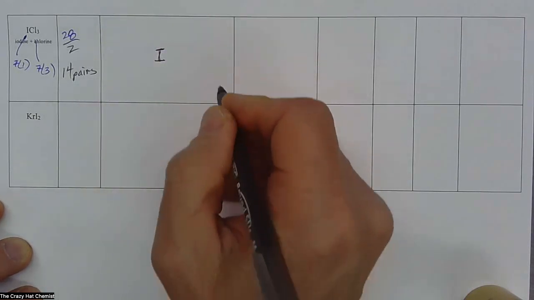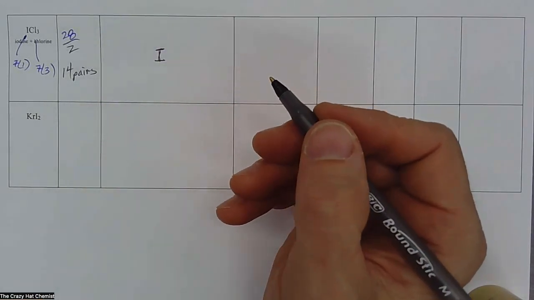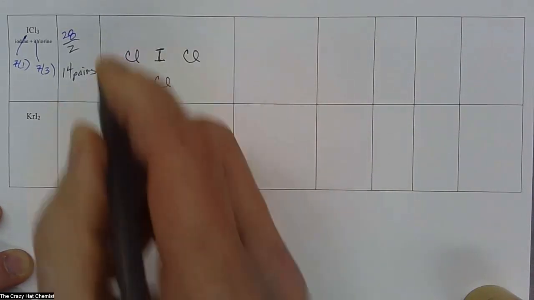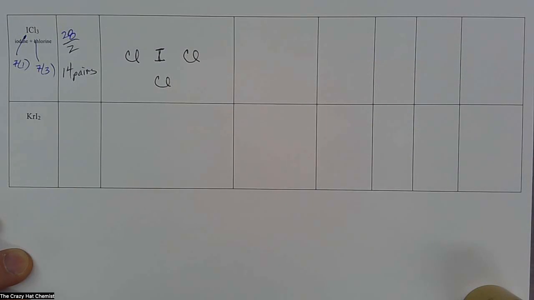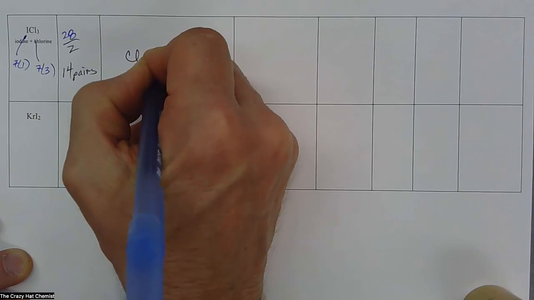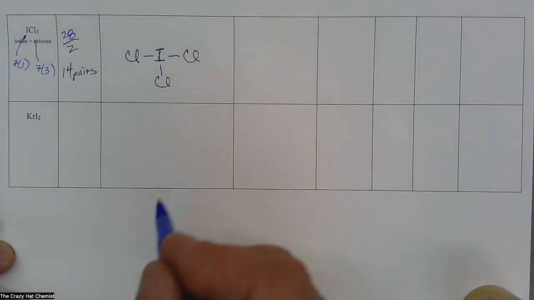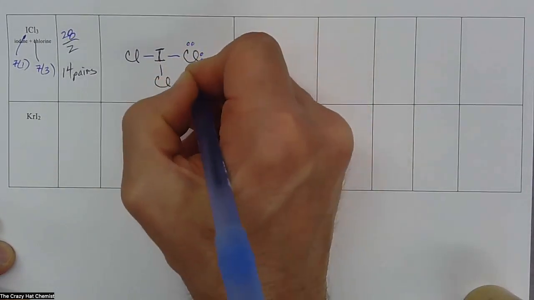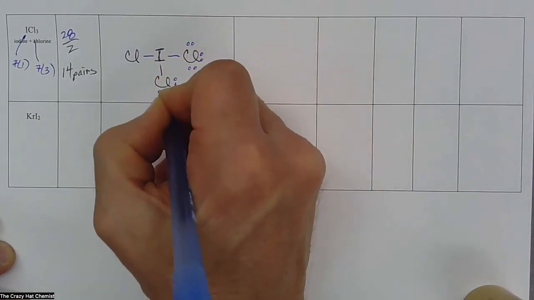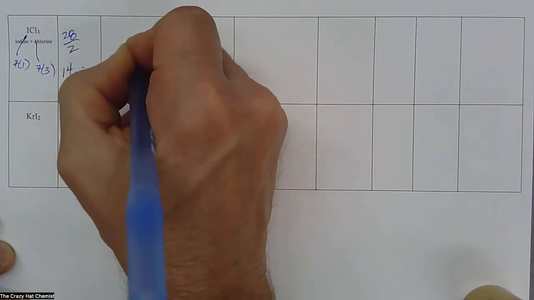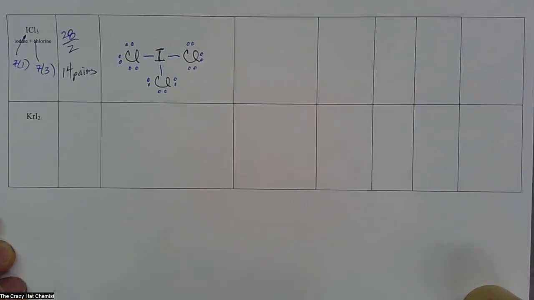Right there like that. And then the chlorines are going to surround it here. That would be chlorine, chlorine, chlorine. And now what we're going to do is place our bonding pairs of electrons between the central and outside, central and outside, central and outside, and then our lone pairs on the outside elements. So that's one, two, three, four, five, six, seven, eight, nine, 10, 11, 12, and then it's 13 and 14.